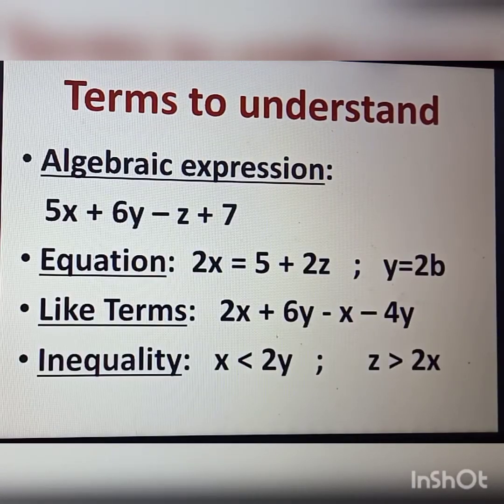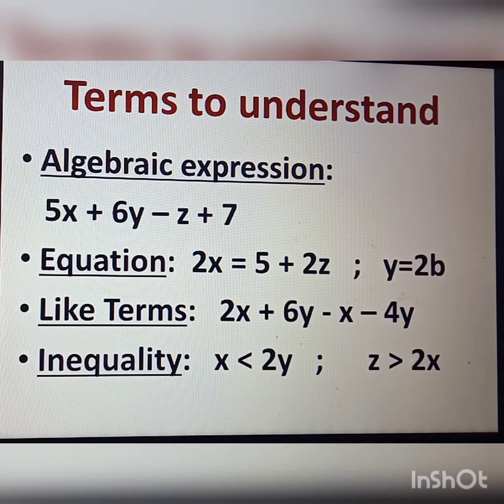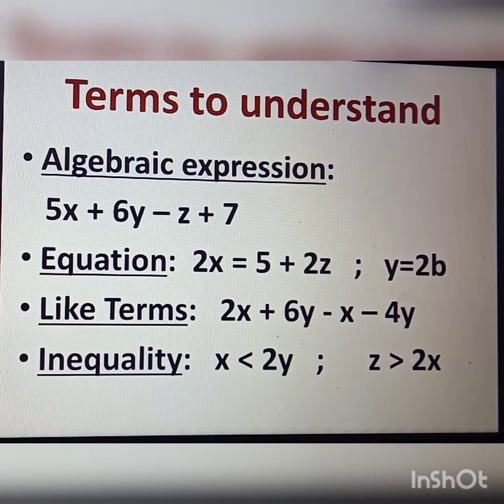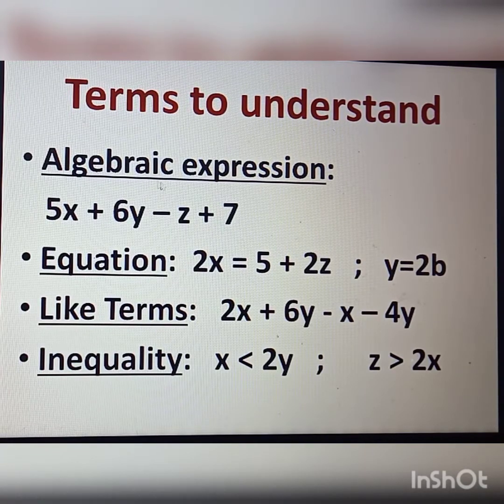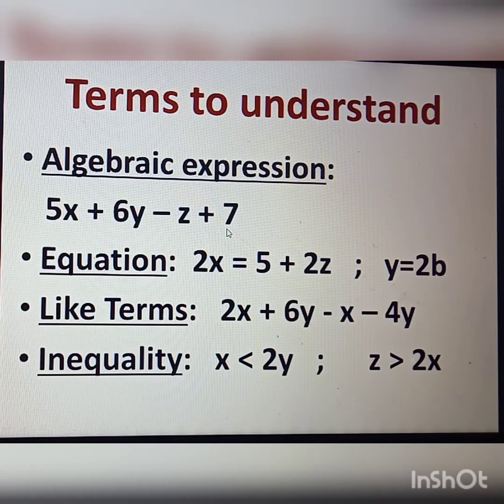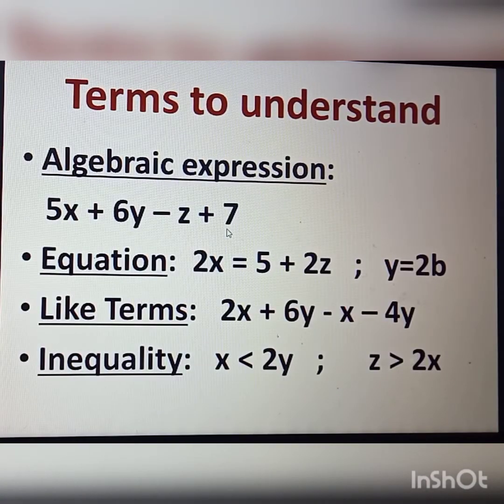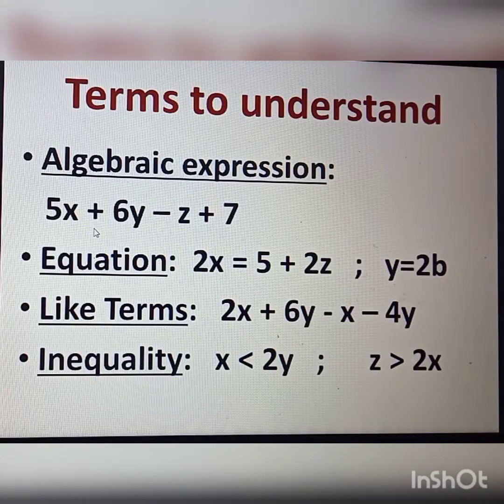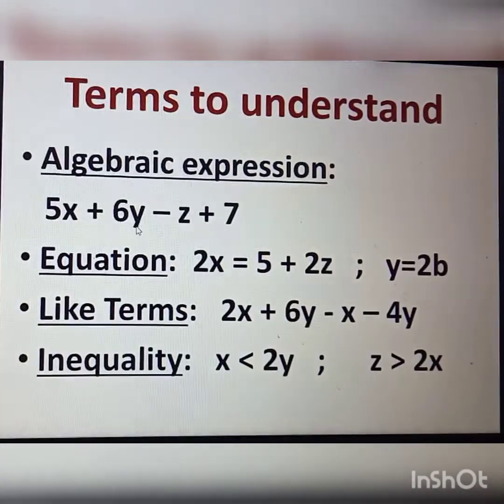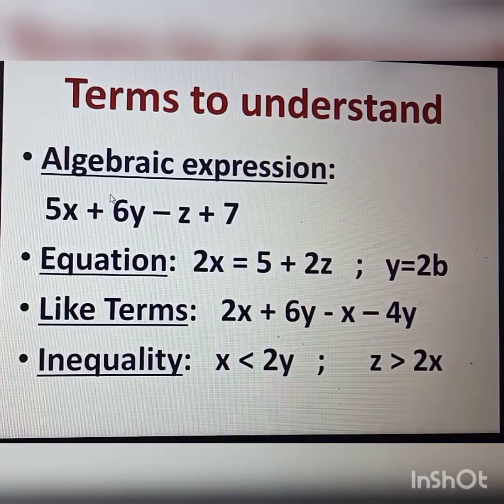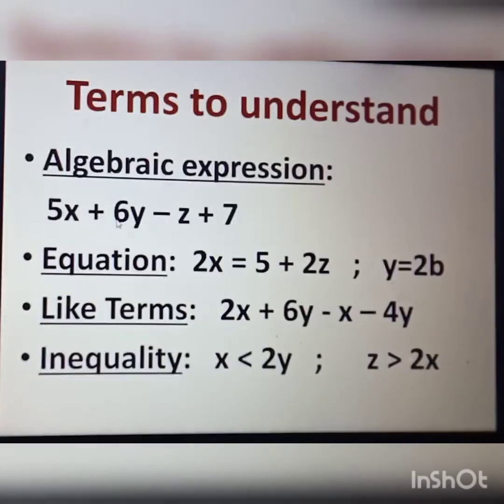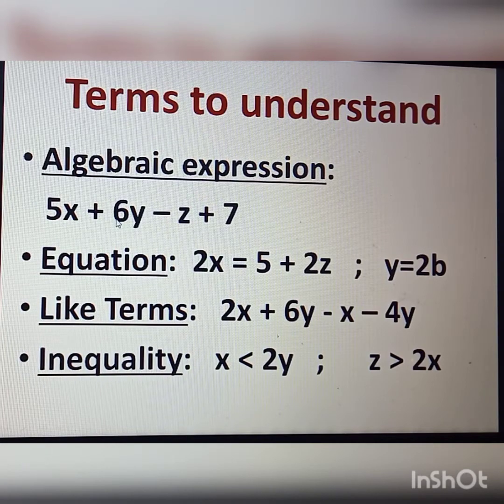Yes, here is the next slide, and a few more terms to understand in algebra. Algebraic expression. You can see there is this expression written down, 5x plus 6y minus z plus 7. So this is called an algebraic expression. I can explain it simply: if someone asks you what an algebraic expression is, you simply answer that when variables along with coefficients and constants are written along with the four operations, then this is called an algebraic expression.